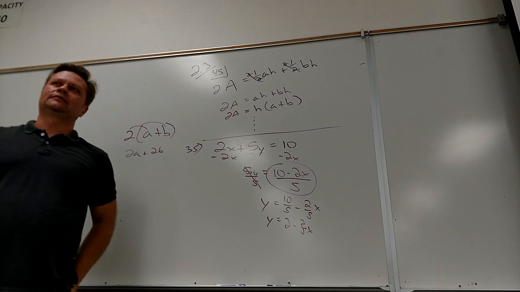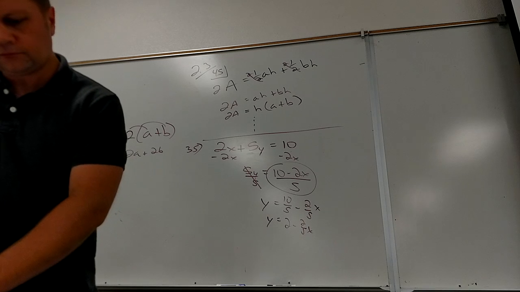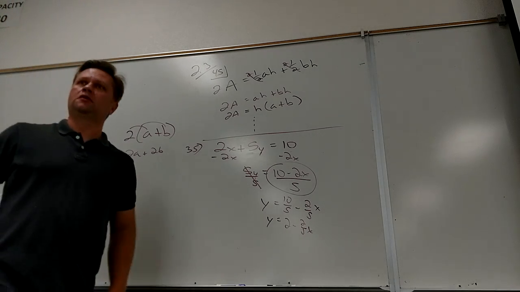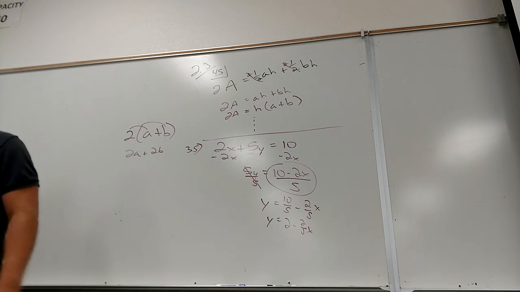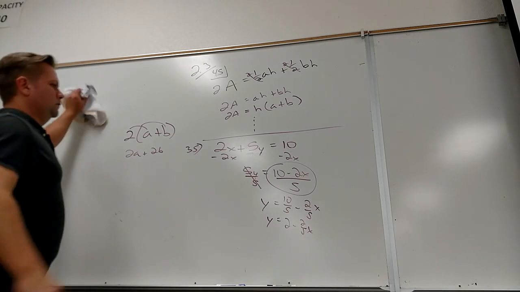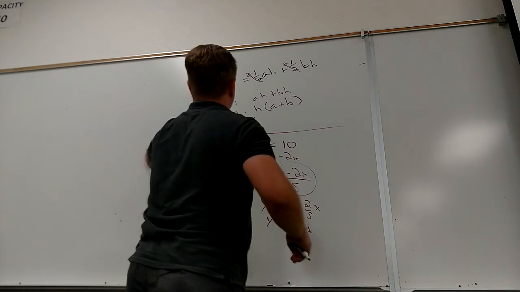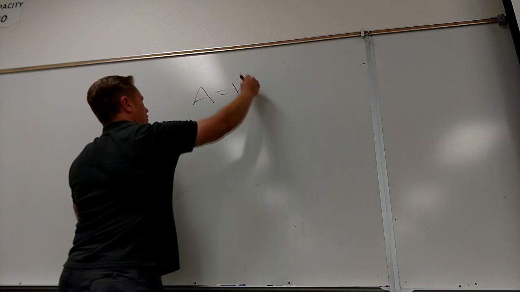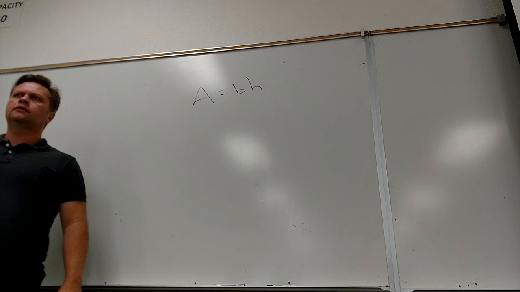Okay, yes? I don't have the book on me, but I think it was either number 9 or number 10 that had no numbers in it, just straight letters. Oh yeah, they both do. And they're both the same formula. It's just that one wants you to solve for B, one solves for H. They're both the same idea.